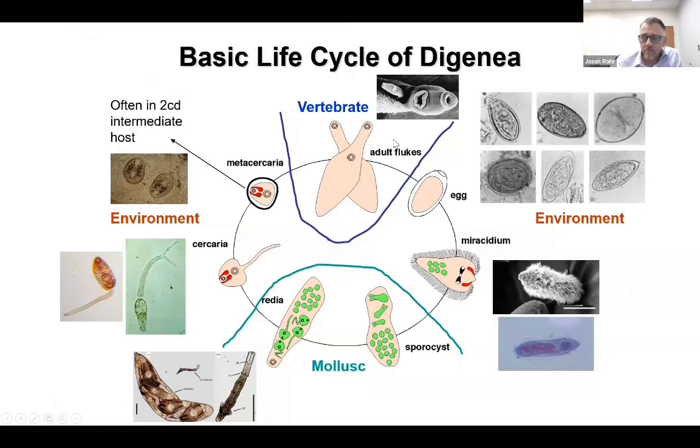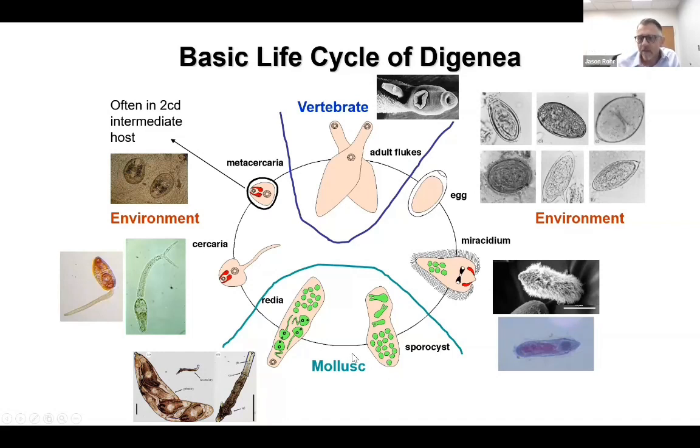The adult worms will release eggs in the vertebrate definitive host, and those eggs will then eventually enter the environment, usually through fecal or urine contamination into freshwater bodies. When those eggs hit a freshwater body, a free-living stage called a miracidium will hatch, and those miracidia have cilia, as shown here. They swim through the water in search of a mollusk.